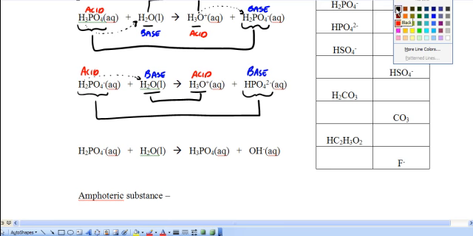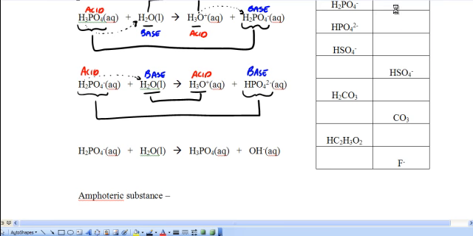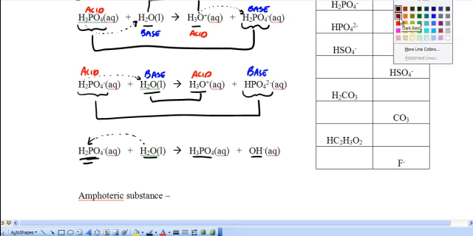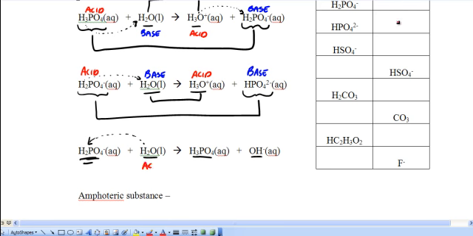And in this last reaction here, notice that the H2PO4 is what we're starting with, reacting with water, is forming H3PO4 and the hydroxide ion. So in order for this to happen, this guy is going to have to accept a hydrogen. So that's going to have to come from the water. So in this particular reaction, water is behaving as the acid, where the H2PO4 is now behaving as the base.